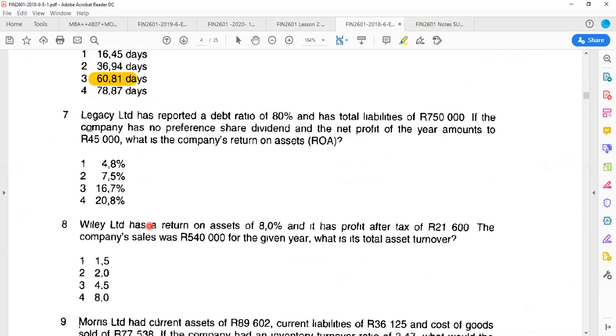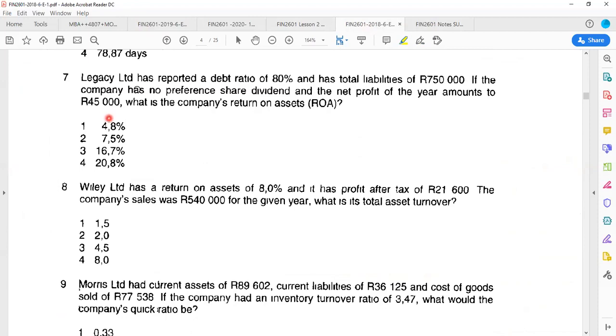Then I also asked you to look at question 7. Legacy Limited has a reported debt ratio of 80% and has total liabilities of 750,000 rand. If the company has no preference share dividends and the net profit for the year amounts to 45,000 rand, what is the company's return on assets?